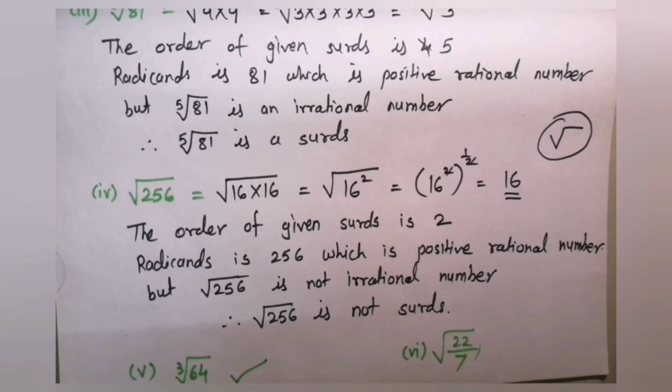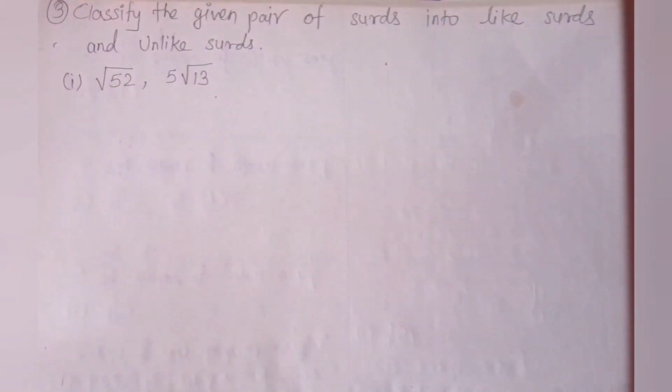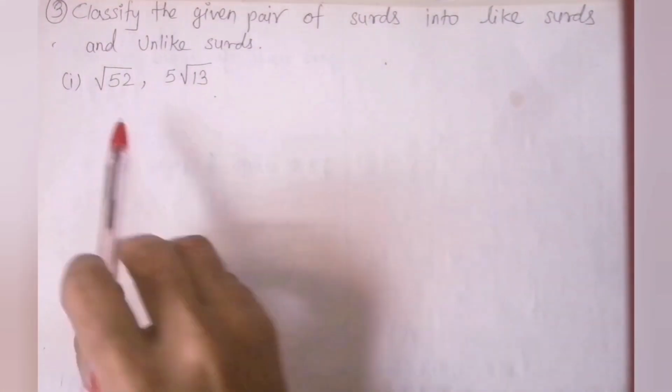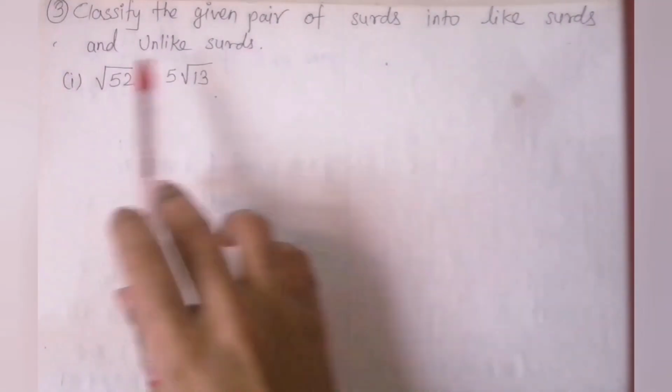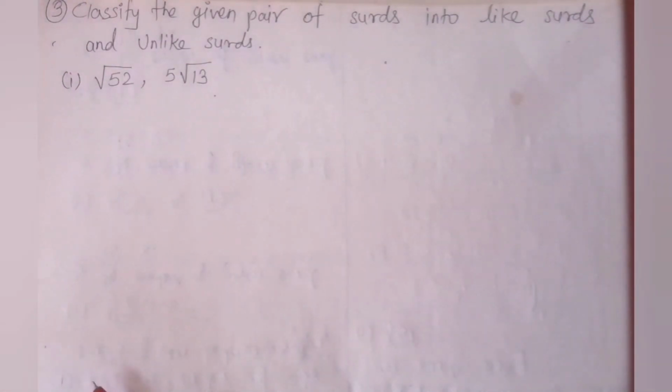So students, examples number 5 and 6 are for your homework. Now students, start with example number 3. We have to classify the given pairs of surds into like surds and unlike surds. In your textbook they have given us a total of 6 questions. Out of them we classify which are like surds and which are unlike surds.